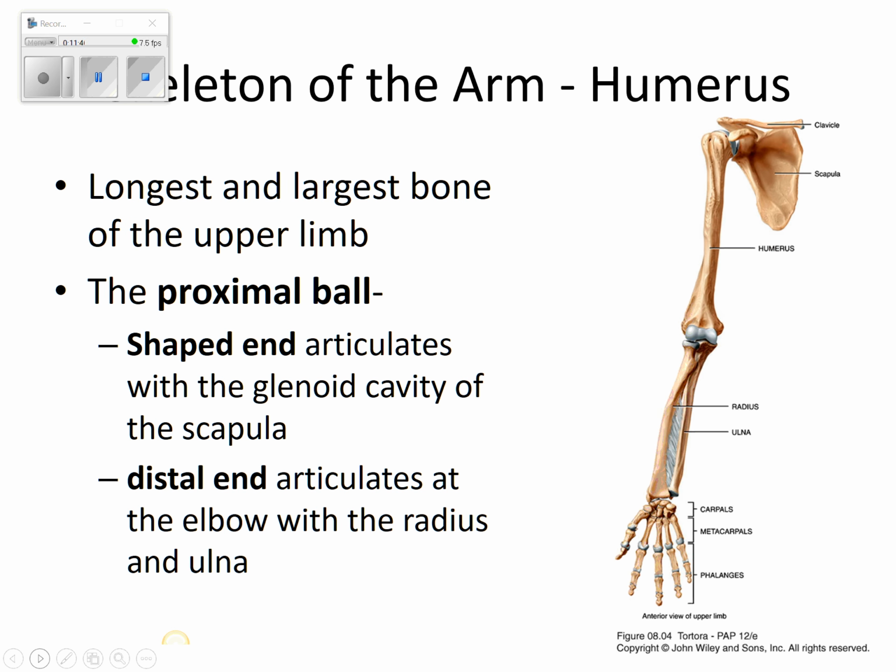So you have the humerus. That's what we're going to talk about next. It is a type of long bone. It is the longest and the largest bone in the upper limb. The proximal ball-shaped end, of course, articulates with the glenoid cavity of the scapula, and you can kind of see it a little bit here. The distal end articulates with the elbow, with the radius, of course, and also the ulna.